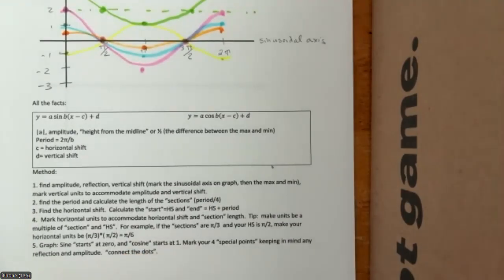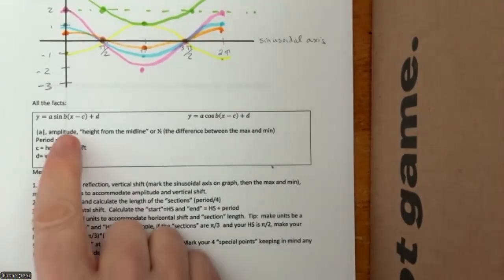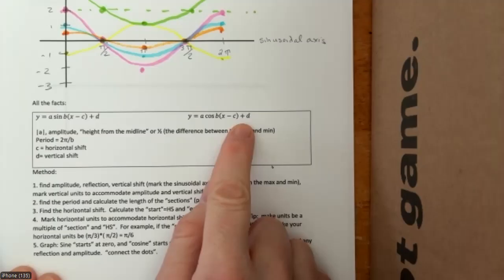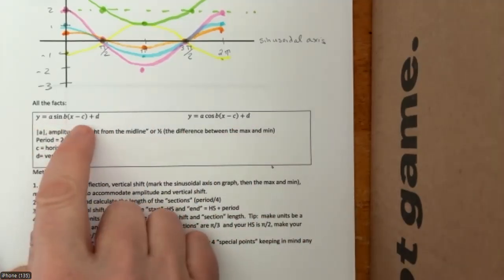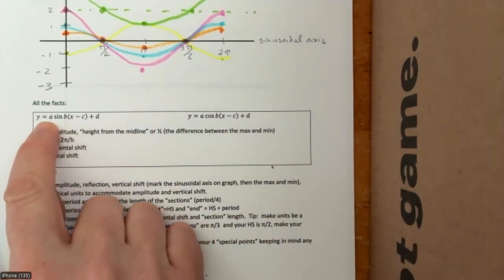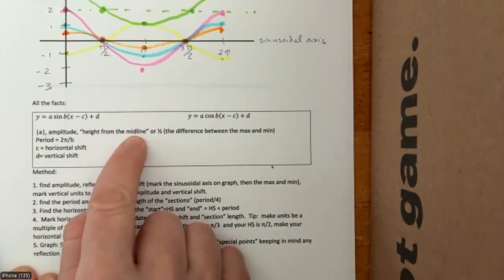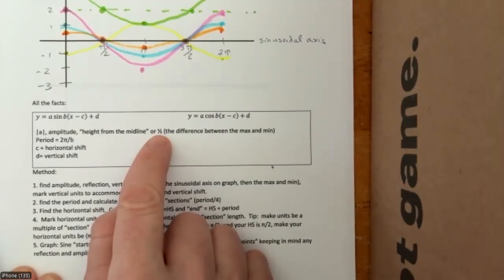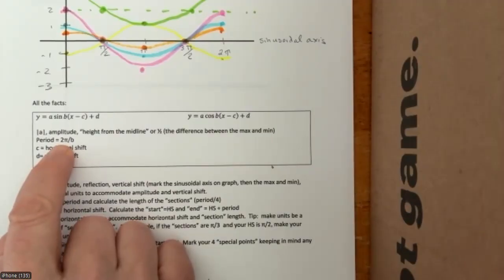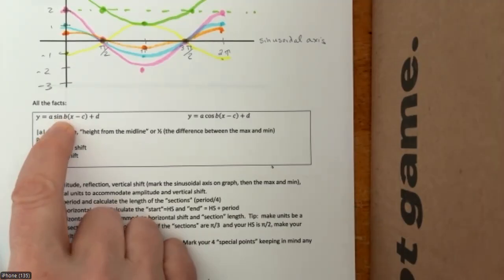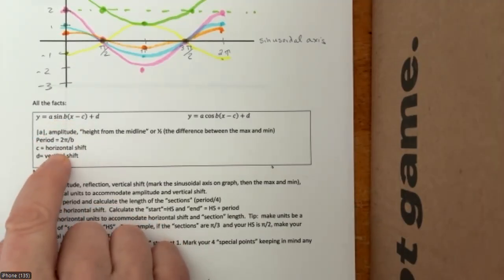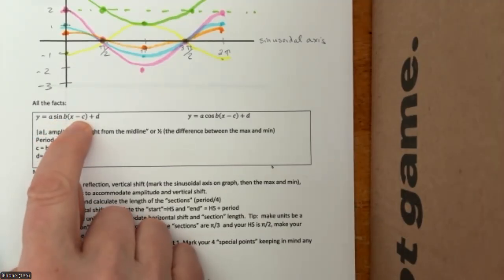And now let's look down here. I've got a summary of everything. If you have a function in this form, we've got several coefficients in here. A gives us the amplitude, the height from the midline, which is called the sinusoidal axis. Or you can think of it as 1/2 of the difference between the maximum and minimum heights. The period, the horizontal distance it takes to make a full cycle, is 2 pi over b. There's the b. C is a horizontal shift, which we didn't do and we're not doing today.